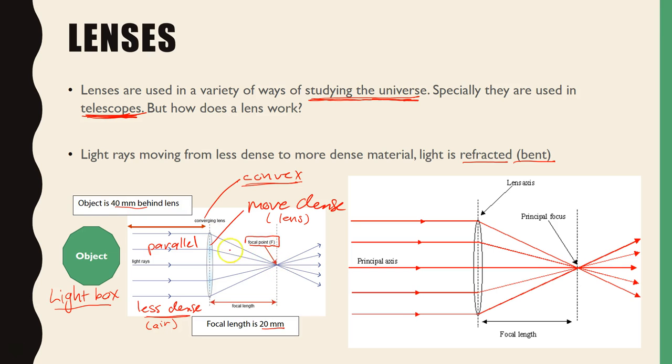All the light rays will move in here, converging until this point here, known as the focal point. The distance between the midsection of the lens, or halfway through the converging lens, and the point where the light rays meet, that's called the focal length. In this diagram, the focal length is 20 mm, and the object is 40 mm behind the lens.